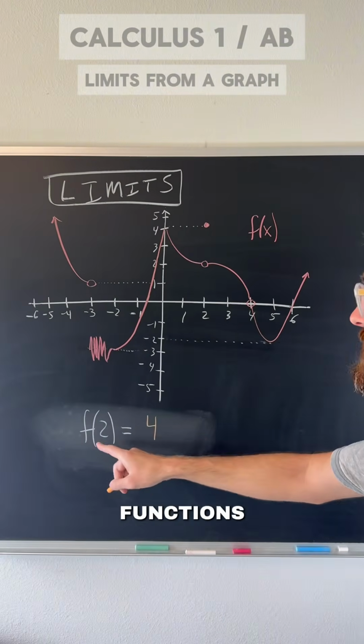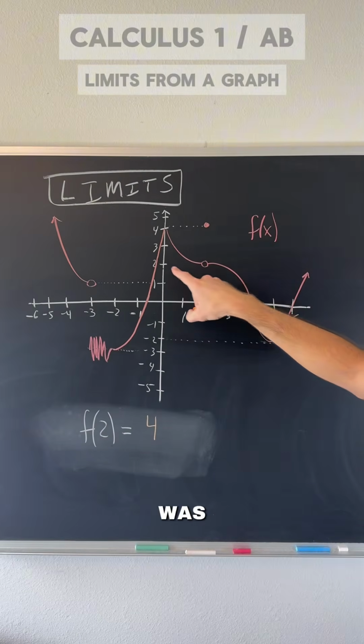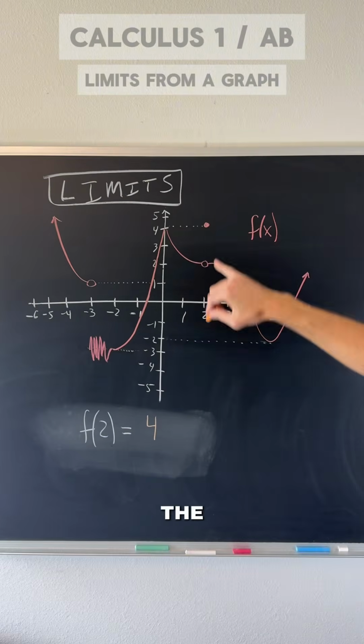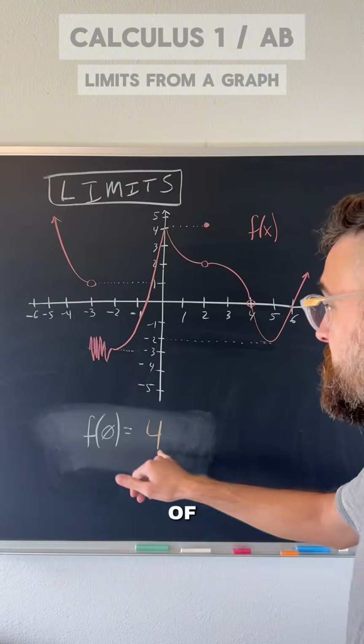If we wanted the function's height at x equals 2, we would actually say that that's equal to 4. Note the limit was 2 because my y values approached 2 as I got closer to x equals 2, but the y height is actually defined up above at 4. We'd also go ahead and say f of 0 is 4.